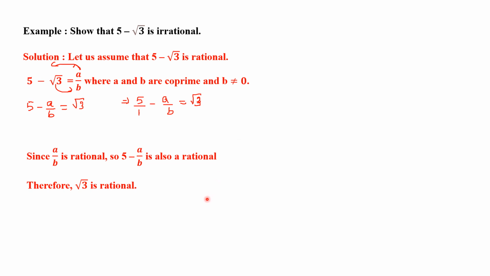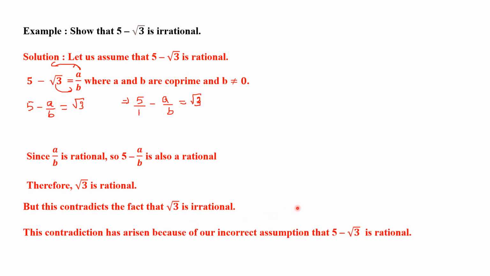But what we know, root 3 is not a rational number. Root 3 is an irrational number, isn't it? So this contradicts the fact that root 3 is irrational. And why did this contradiction come? Because of our wrong assumption that 5 minus root 3 is rational. So from here we can say that 5 minus root 3 is an irrational number.